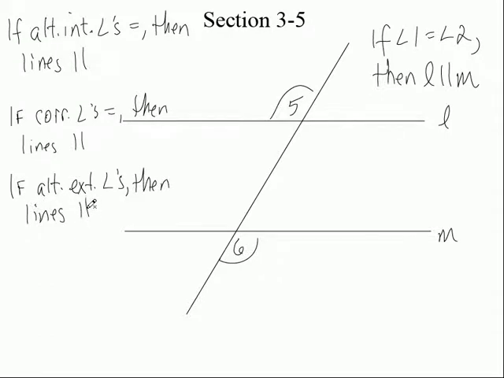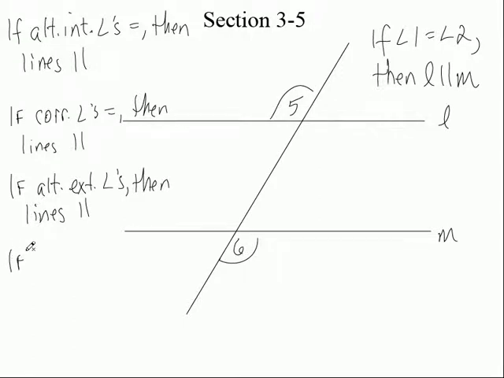Does that make sense? So we don't know the lines are parallel to begin with, do we? But we do know something about the angles. If the corresponding angles are equal, then guess what must be true about the lines? They're parallel. If the alternate exterior angles are equal, then the lines are parallel. Remember, we don't know they're parallel to begin with, but we do know that this angle is equal to this one. All right? What's one more?